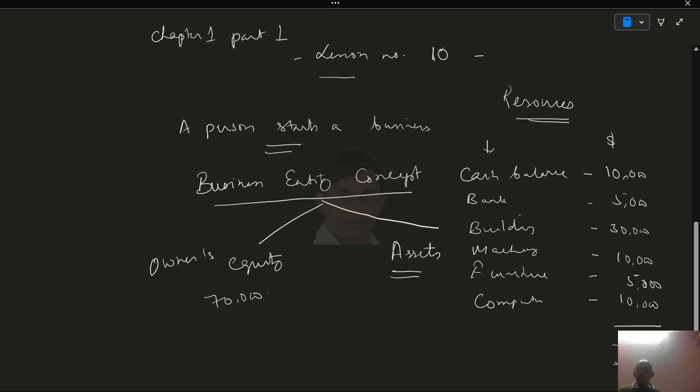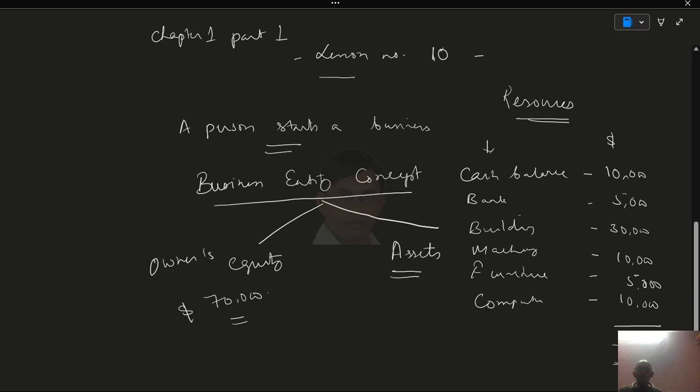Owner's equity is owed by the business entity. The business has to pay back $70,000 to the owner. Why? Because the owner has given all these resources to the business. Understand, this is a very clear-cut concept. This is the main concept. If you understand this concept, we can move further. This is a very important, very easy concept. You may take some time to understand this, but please understand.